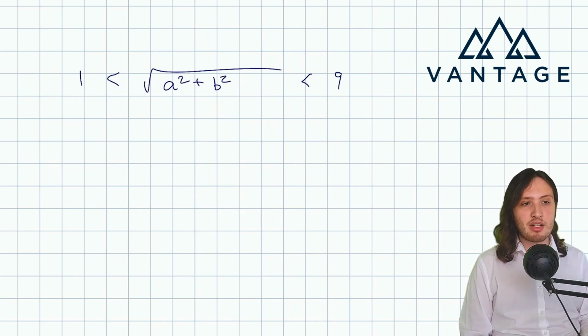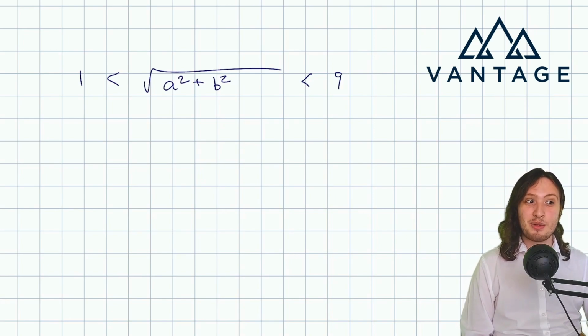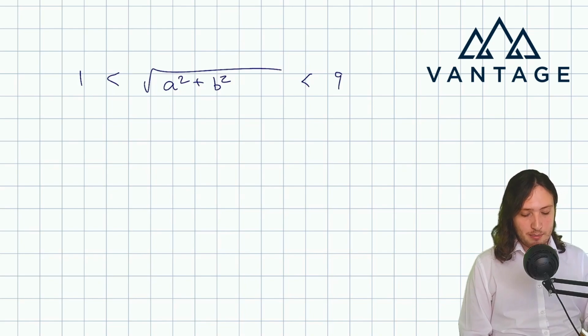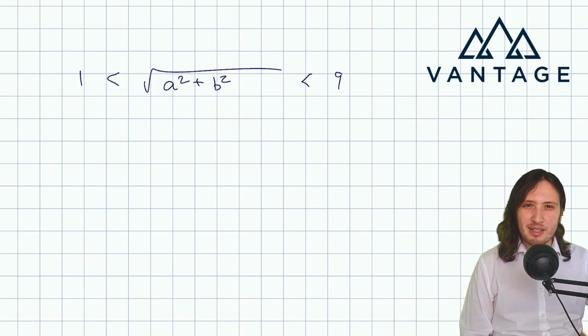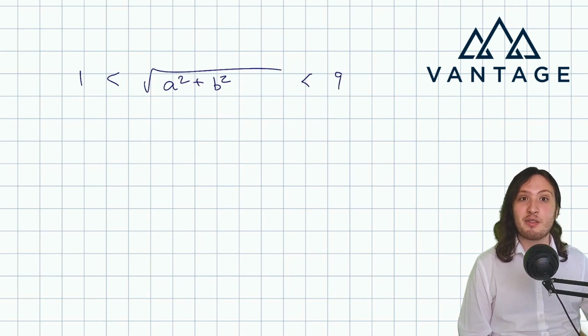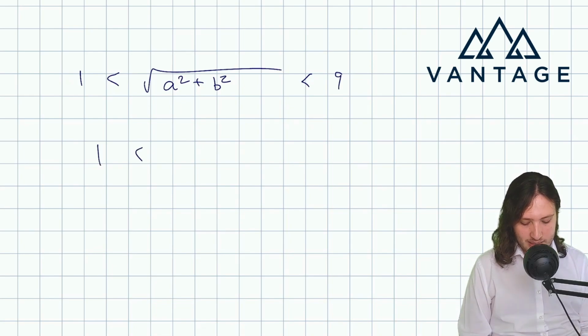Okay, now I can square across this inequality to simplify it. It's okay to square an inequality as long as both sides, or in this case all three sides, are positive, because x squared is an increasing function for positive values. The bigger you put in, the bigger you get out. That means if I apply it across an inequality, the inequality is going to remain true with the inequality sign pointing the right way. So that means this is really equivalent to this.